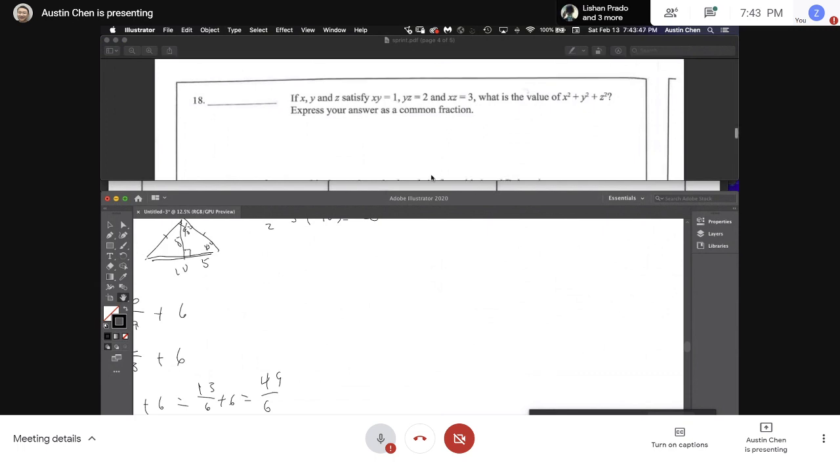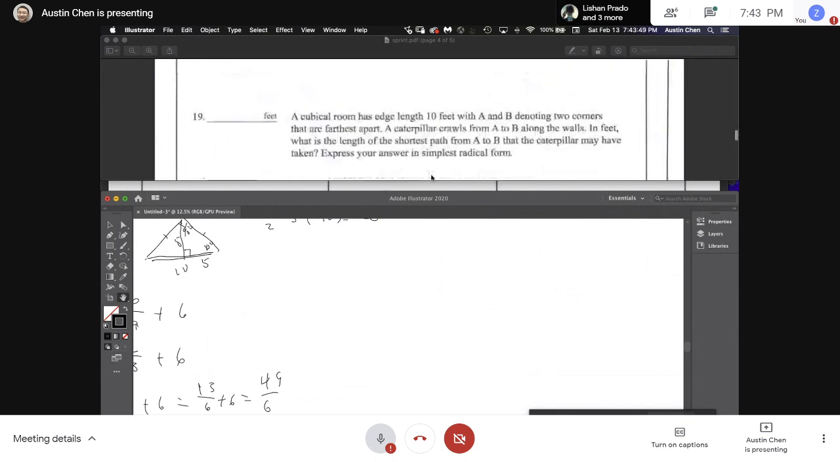All right, let's move on. A cubicle room has edge length 10 feet with A and B denoting two corners that are farthest apart. A caterpillar crawls from A to B along the walls. In feet, what is the length of the shortest path from A to B that the caterpillar may have taken? Express your answer in simplest radical form.